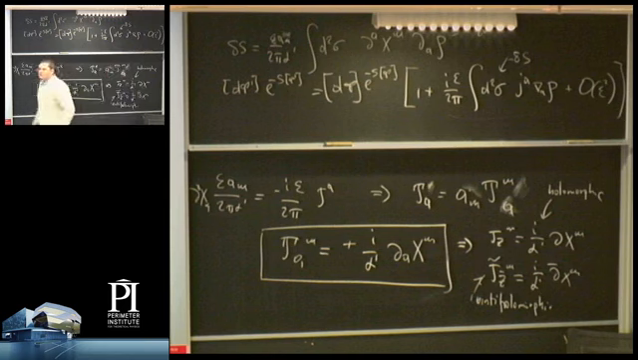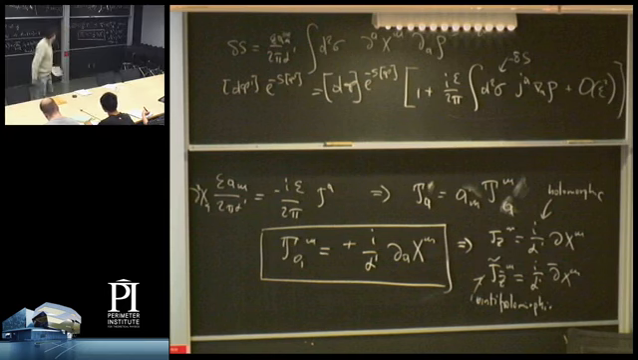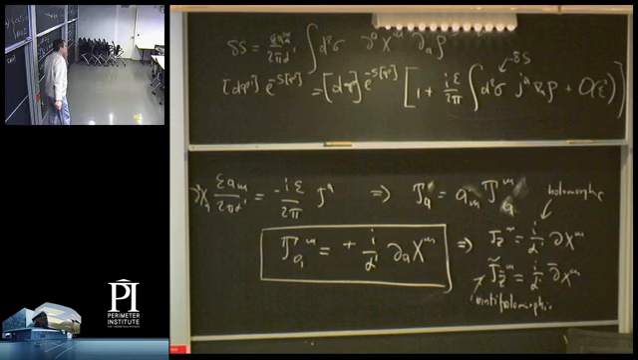Once we have constructed this current, I want to use one of the simple operators so that we can check this Ward identity and see that it makes sense. Okay.